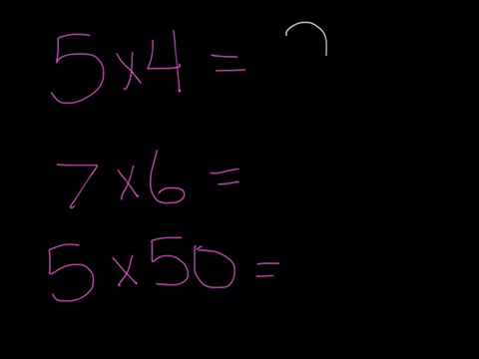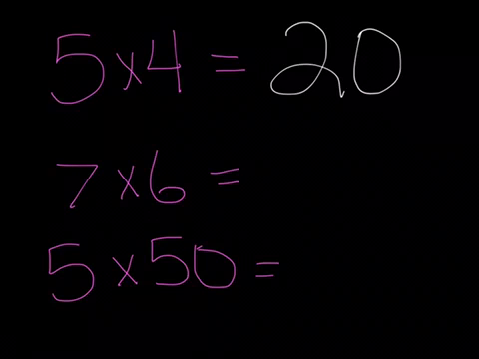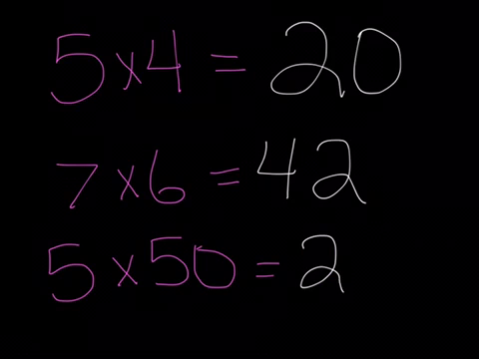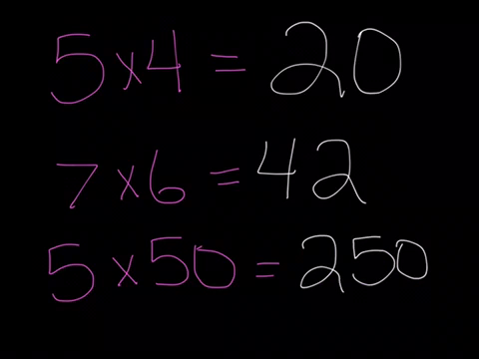Okay, 5 groups of 4 equaled 20. 7 groups of 6 equaled 42. And 5 groups of 50 equaled 250.